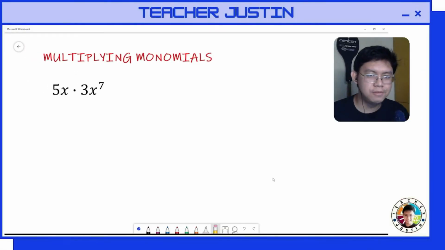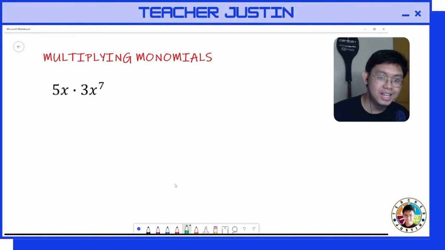Okay, let's have another example in multiplying monomials. In multiplying monomials, our step-by-step procedure is we multiply the coefficient by the coefficient and we multiply the variable by the variable using the law of exponent product rule. Okay? So let's have an example.